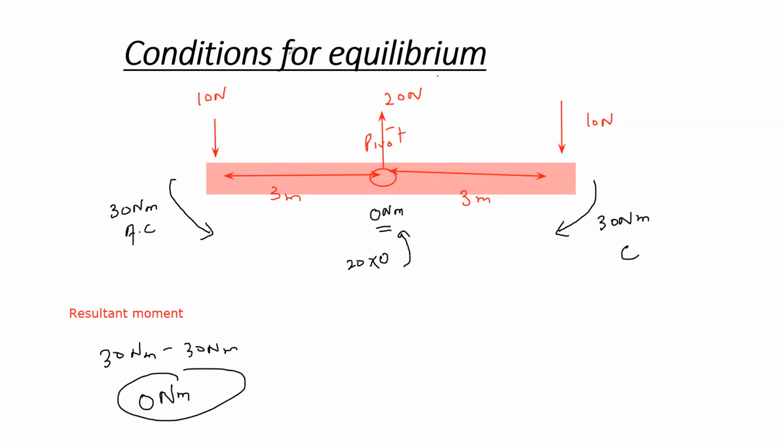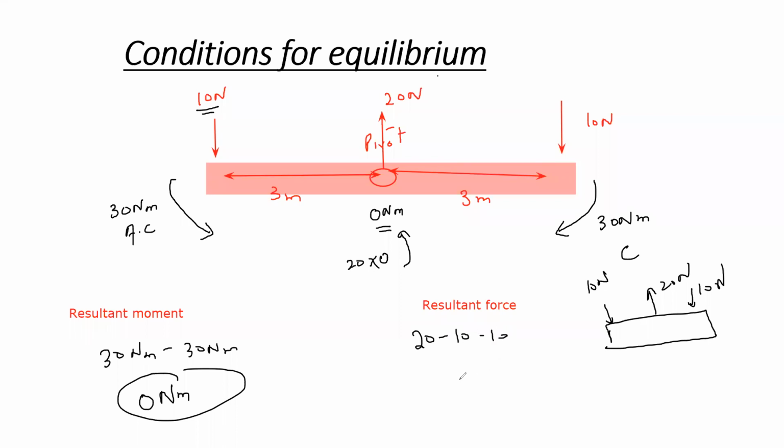And what about the resultant force? About the resultant force, 10 Newton is acting down, because when you compare the force, you don't have to bother about distance. 20 Newton is up, 10 Newton from the left hand side is down, 10 Newton from the right hand side is also down. So 20 minus 10 minus 10. So what is the result? The resultant force is 0 Newton.